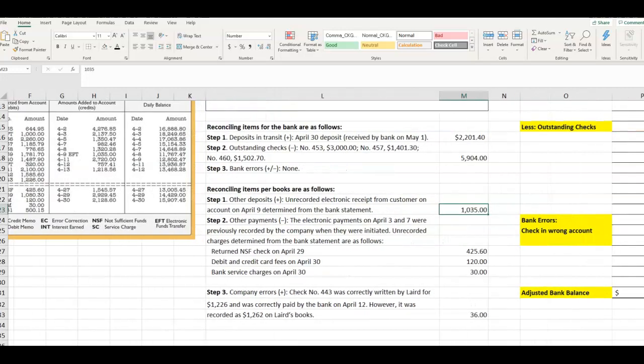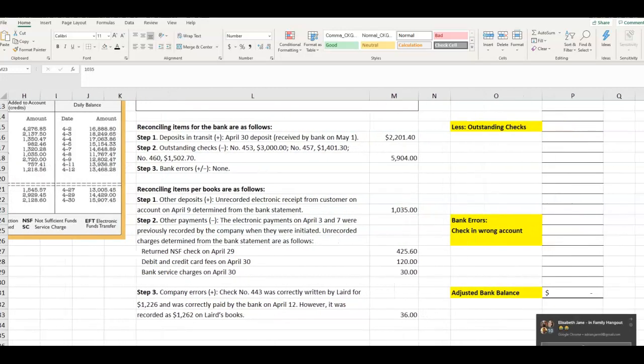Okay. Here is a good bank reconciliation form. Let me pause this and turn off those announcements. I think we're good to go now.